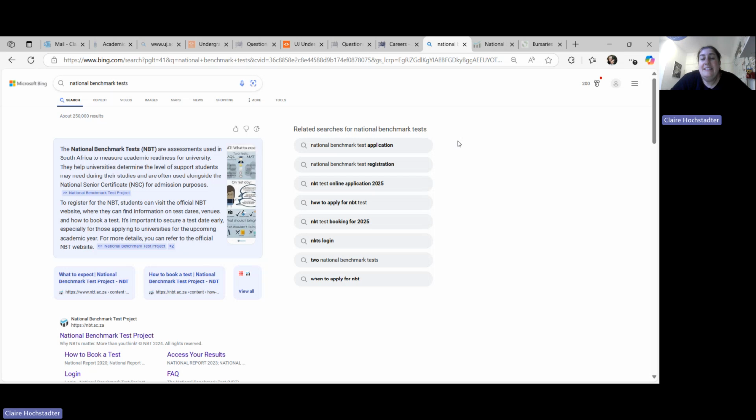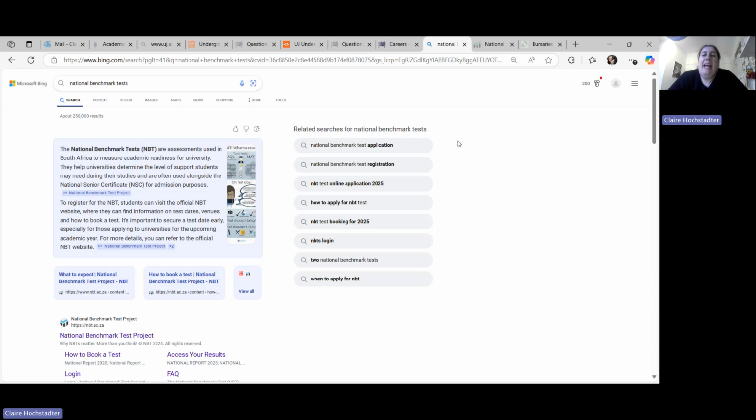So a university such as UCT, the University of Cape Town, actually gives a weighting to your NBT results. So the better you do in your NBTs, the more it adds to your academic points. Okay. The other universities are not as explicit in terms of what they use it for, but you obviously need to take them and you need to pass them.